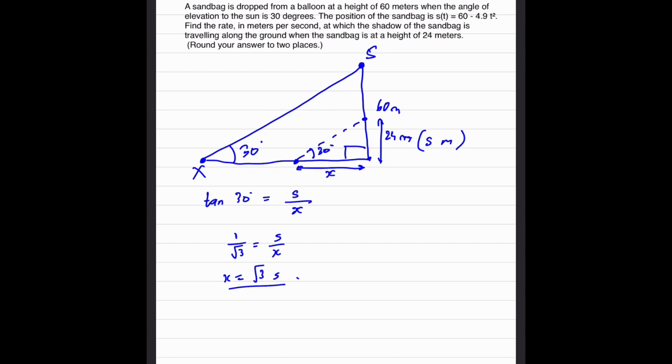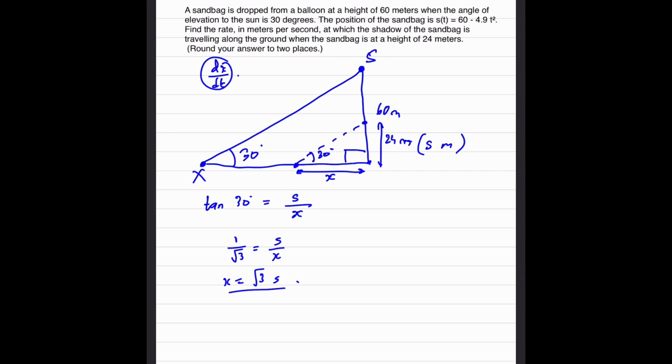And now the rate in meters per second of the shadow traveling along the ground is simply going to be the rate of change of this distance as we discussed, right? Which means that is the derivative of the distance. So we need to find dx by dt. That's what we are supposed to solve for. And how do we get dx by dt from this equation here? We can take the derivative of this equation on both sides with respect to t. So we can use implicit differentiation or the chain rule. They both do the same thing here. So dx by dt is going to be equal to root 3 times ds by dt. This is what we get.